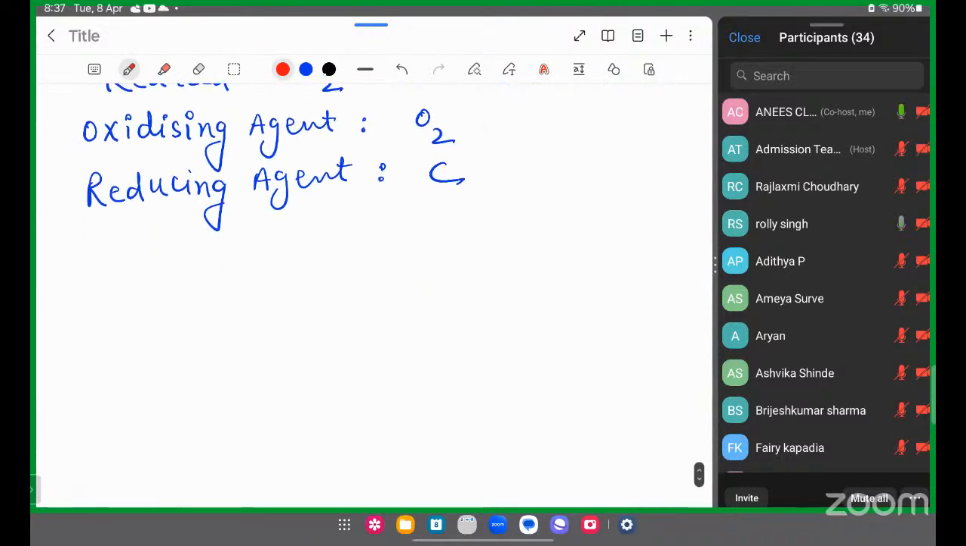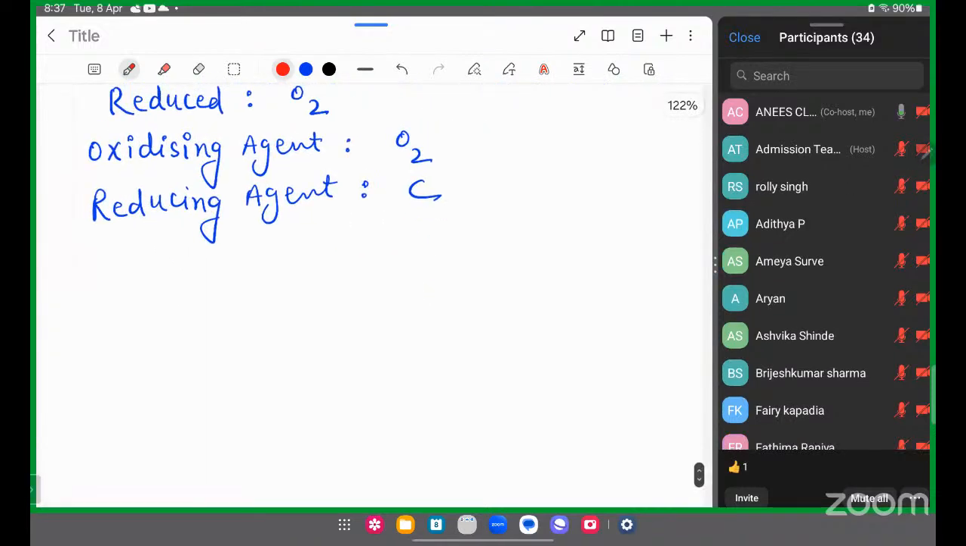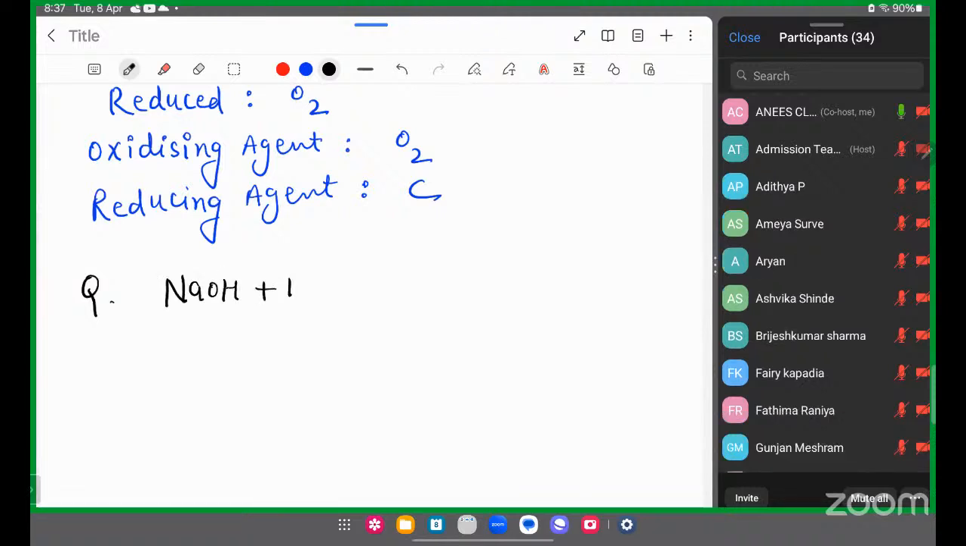Okay. Let me give one question. Let's say we have a reaction NaOH plus HCl which gives NaCl and H2O. You have to check whether the given reaction is redox or not. So how will you solve it?